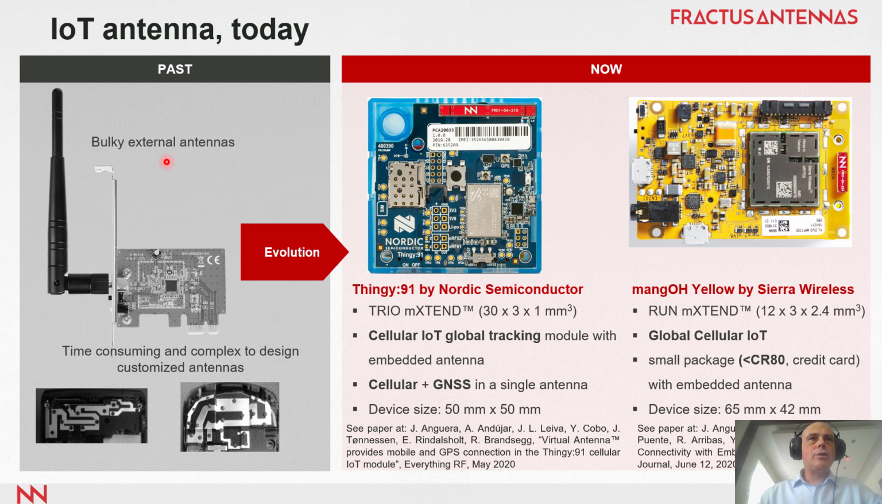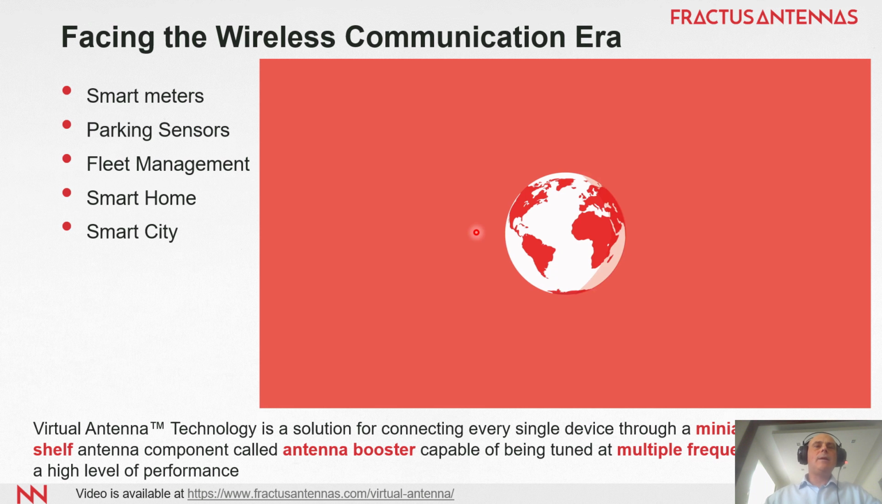So here we have a transition from the past, from the bulky antennas, easy to break, easy to install, and the customized antennas that are difficult to adjust. But here we have the new revolution with antenna boosters, these tiny components you can see in red, and in this case we have very nice examples of two open IoT platforms, plenty of sensors for IoT applications. Let's have a look at this video that summarizes the main features of antenna boosters.